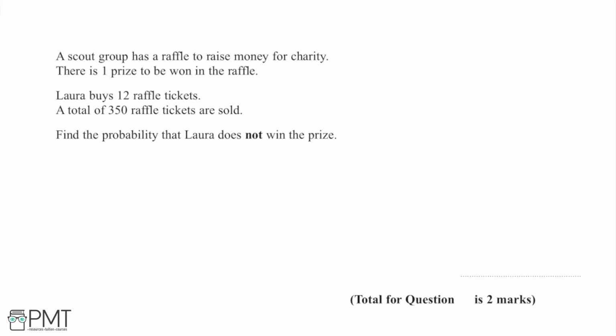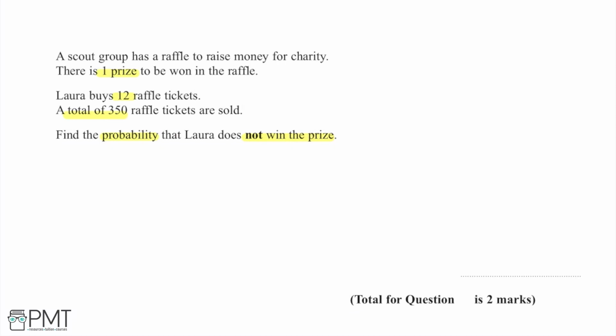So here we're told that a scout group has a raffle to raise money for charity. We're told that there is 1 prize to be won in this raffle. We're then told that Laura buys 12 raffle tickets, and that a total of 350 raffle tickets were sold for this raffle. And then we're asked to use this information to find the probability that Laura does not win the prize. So initially here, I've got the number of tickets that Laura buys and the total number of tickets.